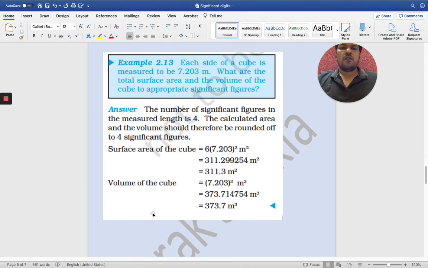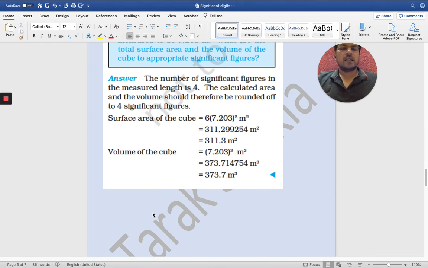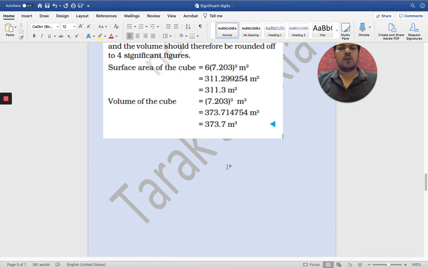Let's say I have the volume of the cube. Again, you can say that the volume of the cube is L cube. You have 4 digits, so we are just rounding it off up to 4 digits, 373.71. But our last digit is less than 5, so we directly drop it without any hesitation because of our rule number 1.